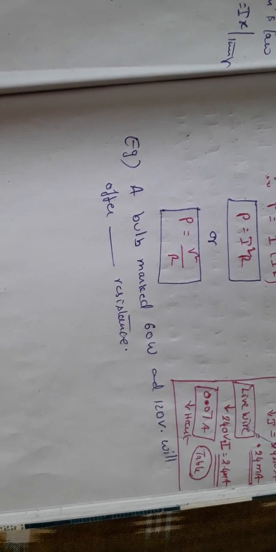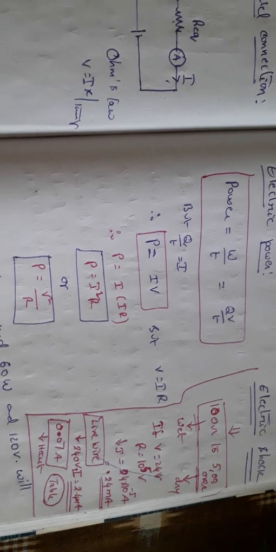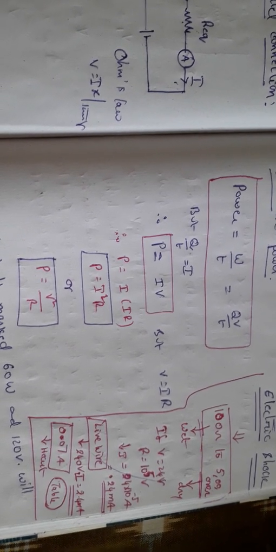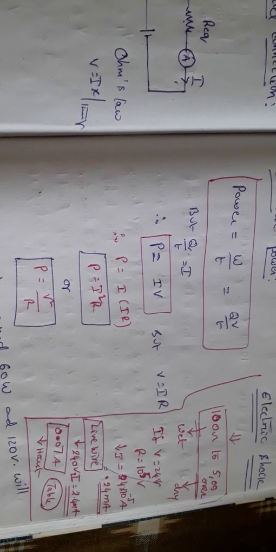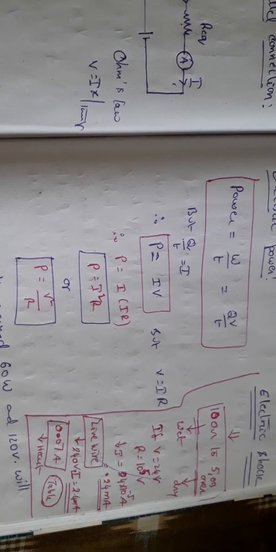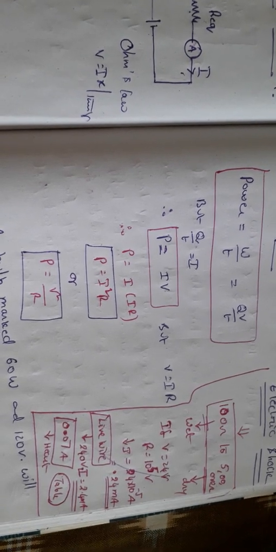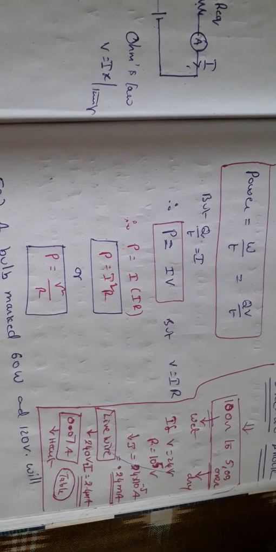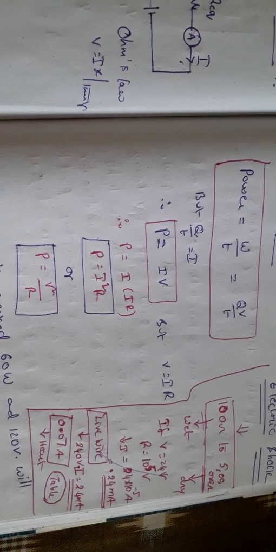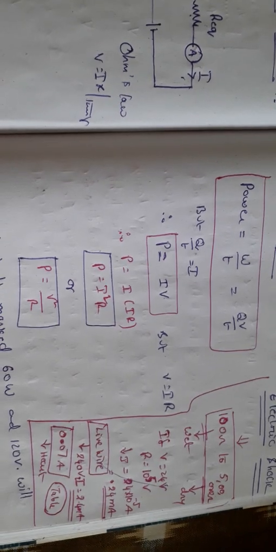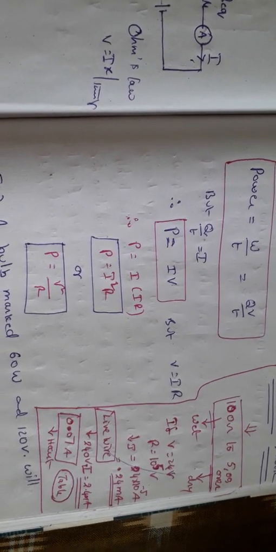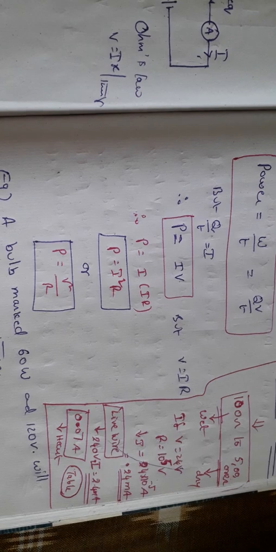So before I proceed to the numerical, let's just revise how the power can be expressed. Power is equal to work done by time, where work done in terms of electrostatic potential is QV. Q is charge, V is the voltage, T is time, and we know that Q by T is equal to current. Thus, substituting in the equation of power, P is equal to QV by T, you will get IV, or it can also be written as I square R, or V square by R.